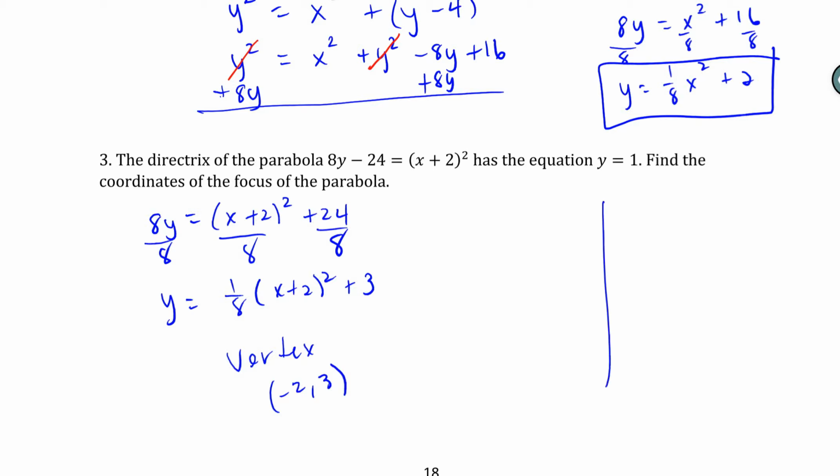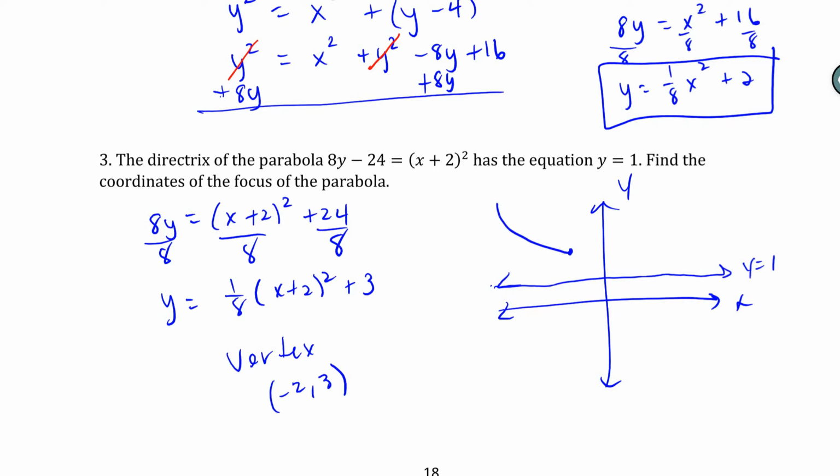So if I do a quick sketch of this parabola, well, y equals 1 is here. Whoa, that was a bad line. The vertex was -2, up 3. So that means the parabola is going to open like this. And the focus is going to be somewhere inside that parabola.